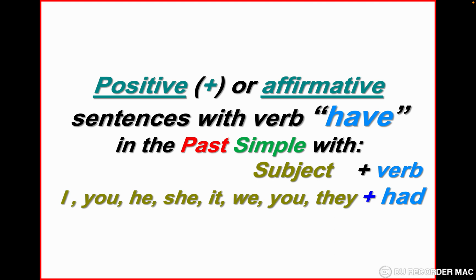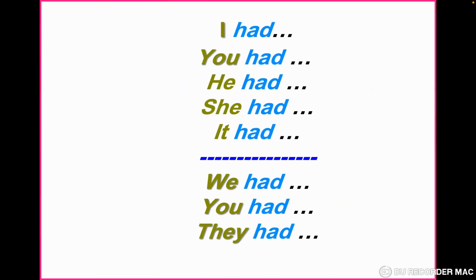This is the rule of the affirmative, or the positive form. Subject plus had. I had, you had, he had, she had, it had, we had, you had, they had. So this is very simple. In the positive, the past of have is had. But look, let's see the negative.